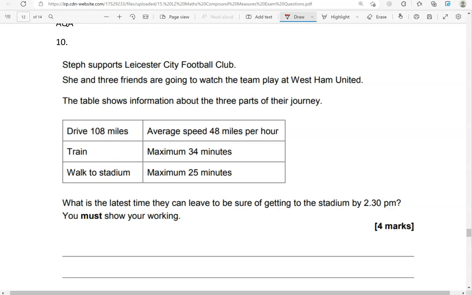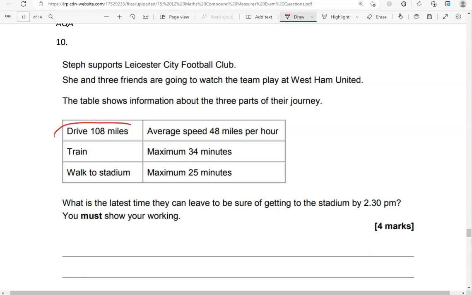Steph supports Leicester City Football Club. She and 3 friends are going to watch the team play at West Ham United. The table shows information about the 3 parts of their journey. Drive 108 miles, average speed 48 miles per hour, train maximum 34 minutes, walk to stadium maximum 25 minutes. What is the latest time they can leave to be sure of getting to the stadium by 2:30 p.m.? You must show your working.